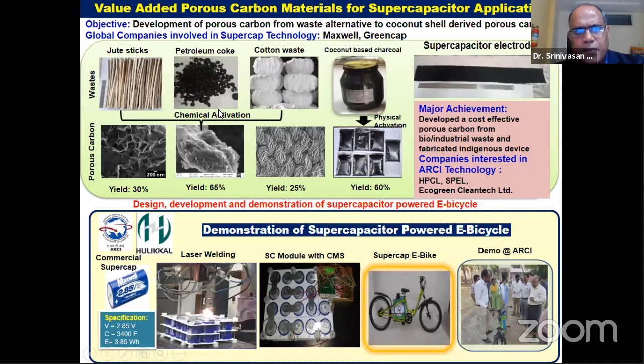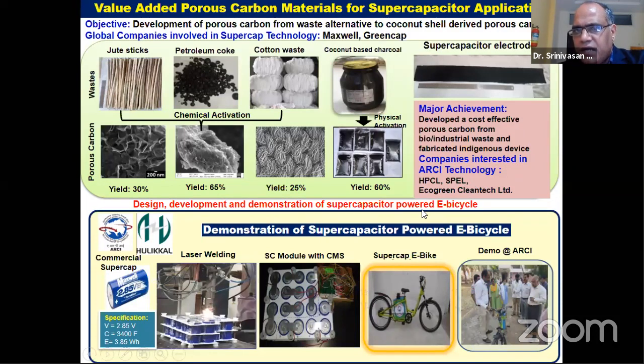As you can see, the petroleum coke yield is very high, and the coconut-based charcoal activated carbon also gives about 60%, but performance-wise, this one is giving the better performance. Overall, we have developed a cost-effective process to synthesize porous carbon from bio as well as industrial waste, and fabricated the indigenous device.